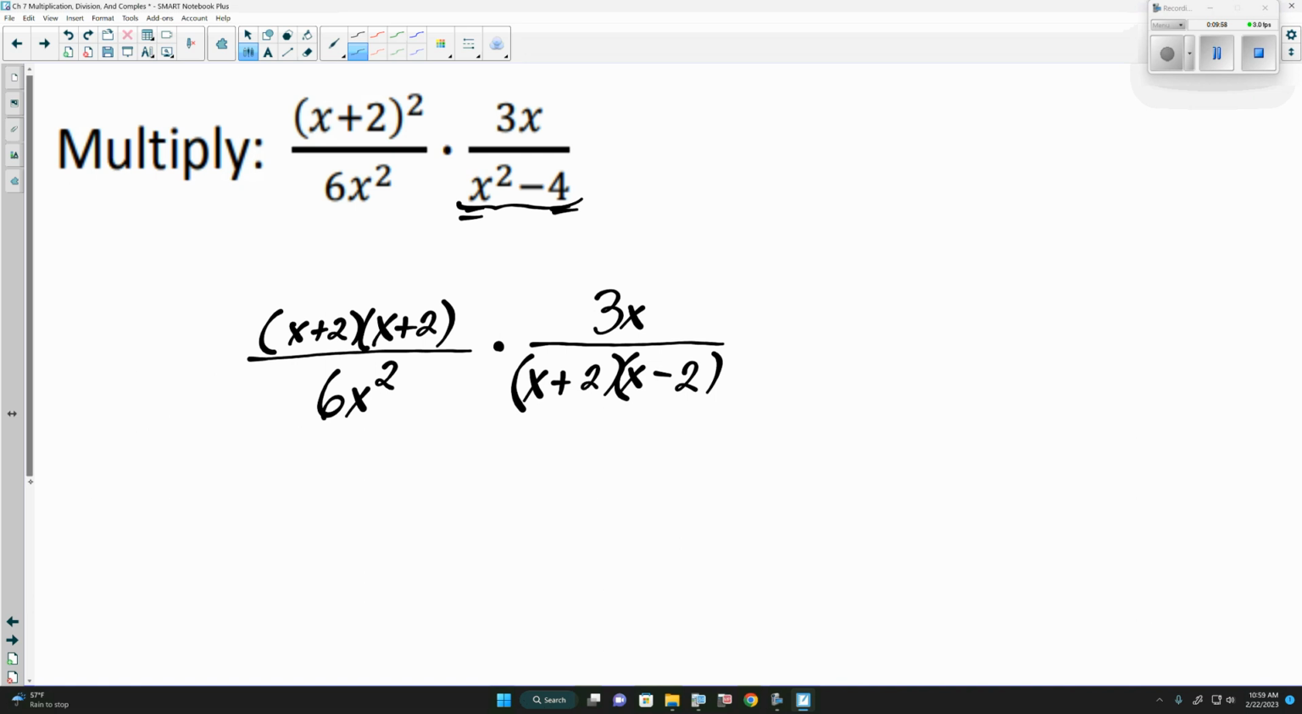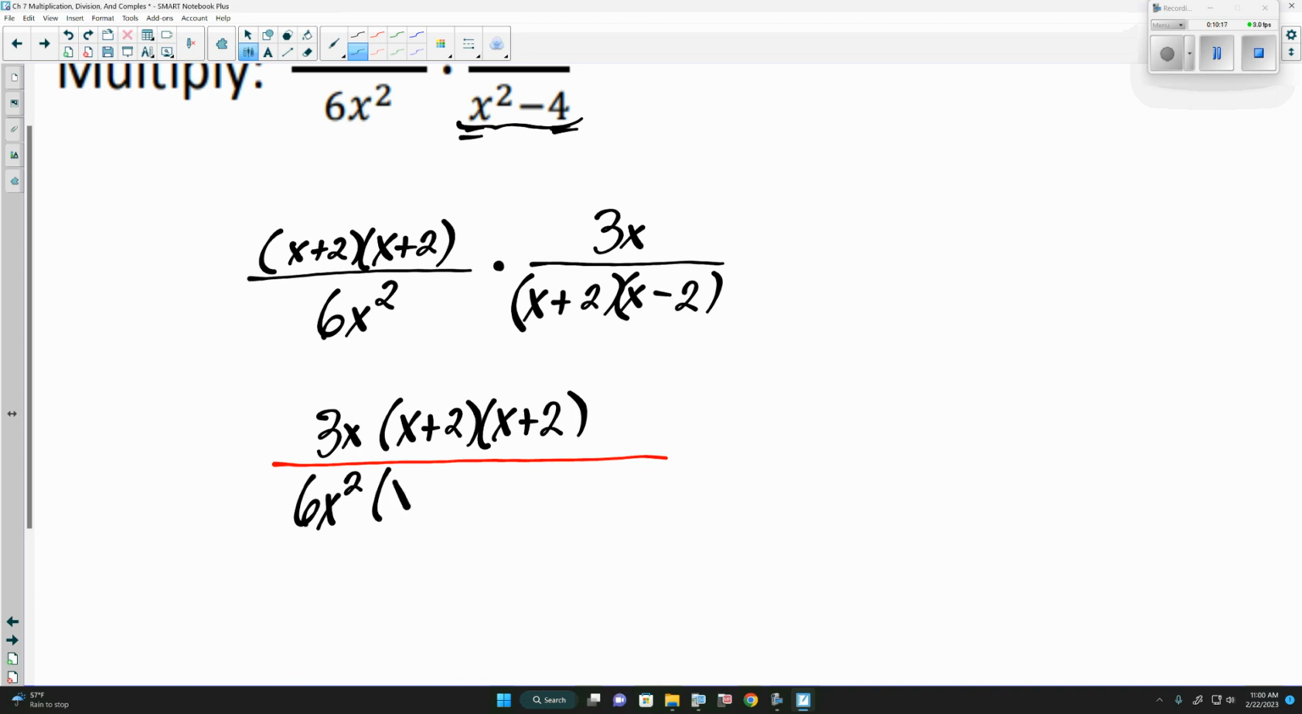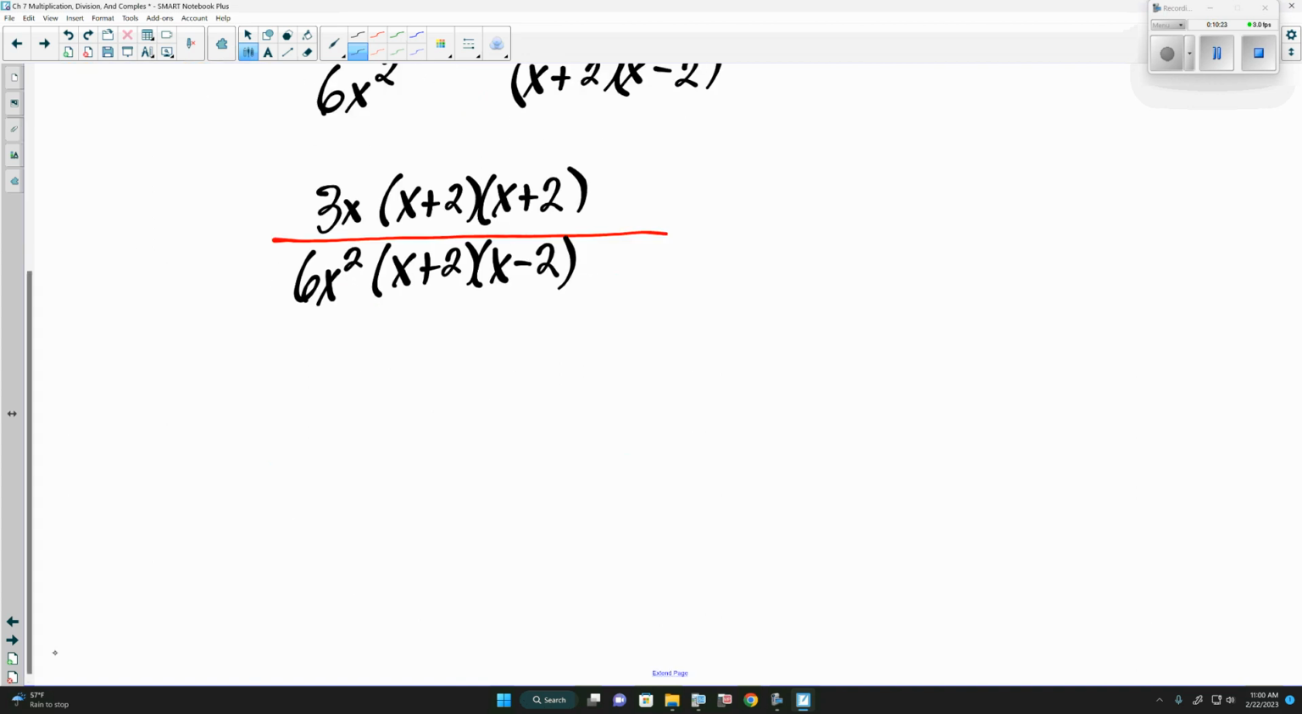Any questions on this here? At this point, we can multiply these together. So on top, we would have the 3x going first, then our x plus 2 times x plus 2. In the denominator, we'd have 6x squared. Then we'd have x plus 2 and x minus 2. Nice. Any questions on any of this here?